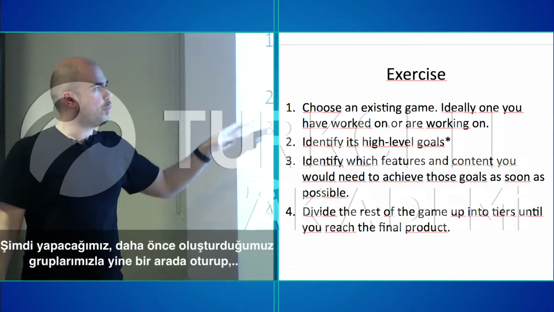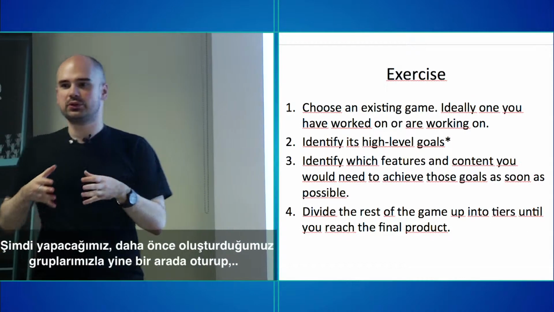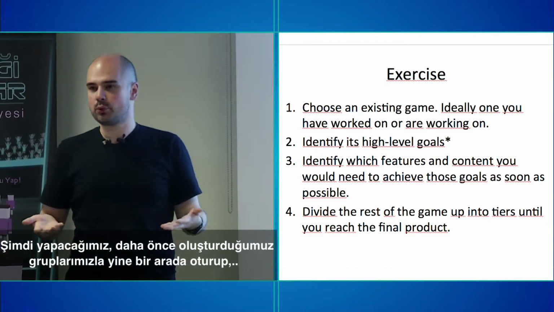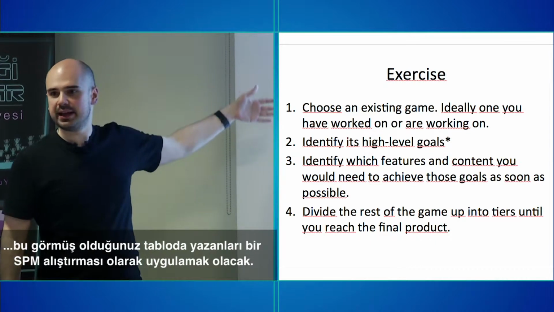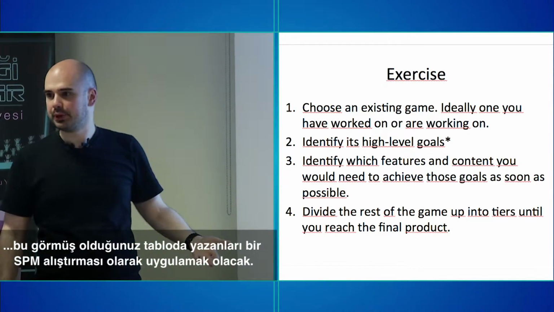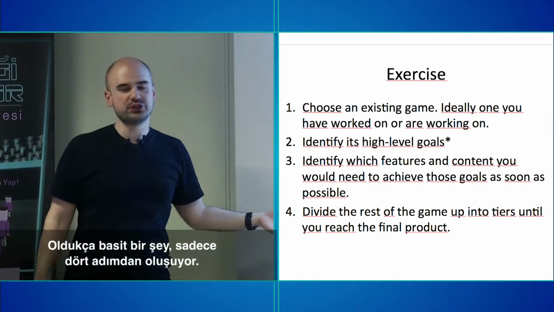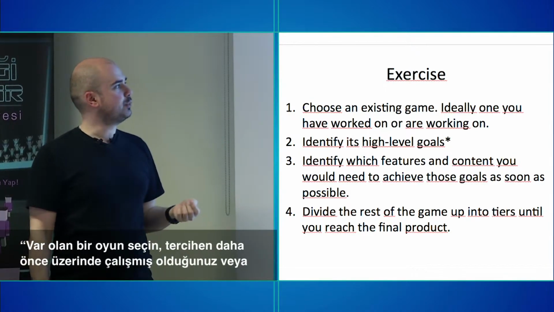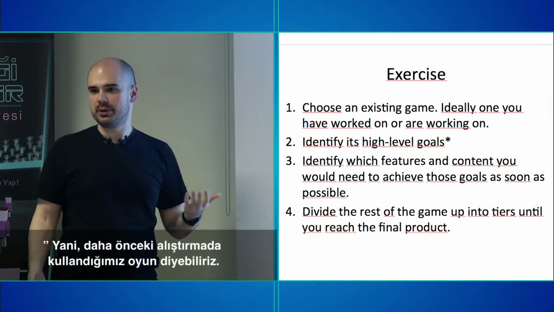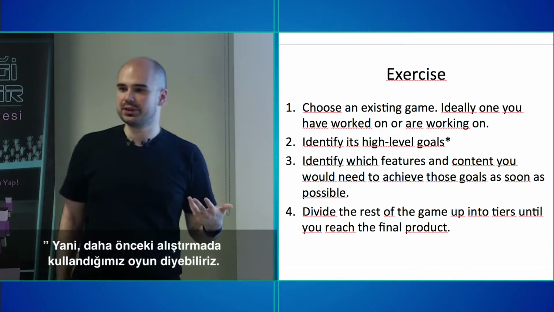So what we're going to do now is we're going to sit down, if we can, in the same groups that we were before, and go through this as an exercise for the TPM, right? Pretty simple. There's only 4 steps to it. Number 1 is choose an existing game, ideally one you have worked on or are working on. So basically the same game that you did in the previous exercise.